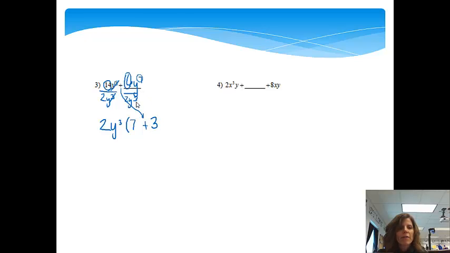Y to the 7 divided by y to the 3, we'll subtract our exponents and get y to the 4. So once again, my polynomial is factored.